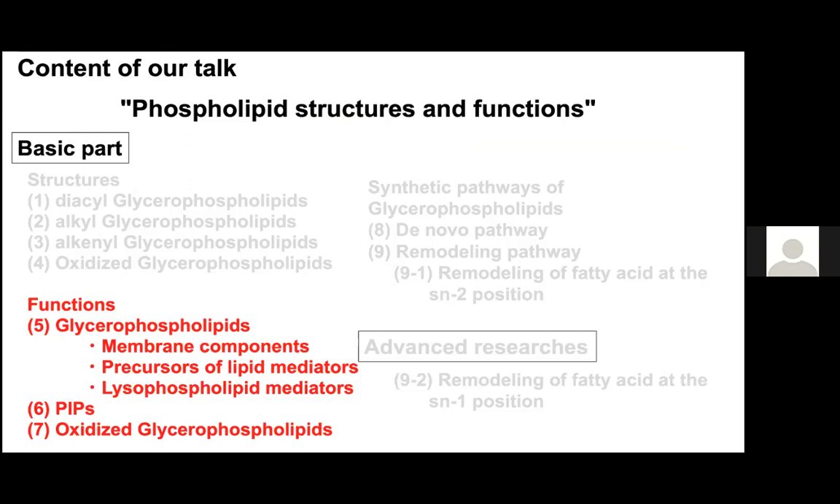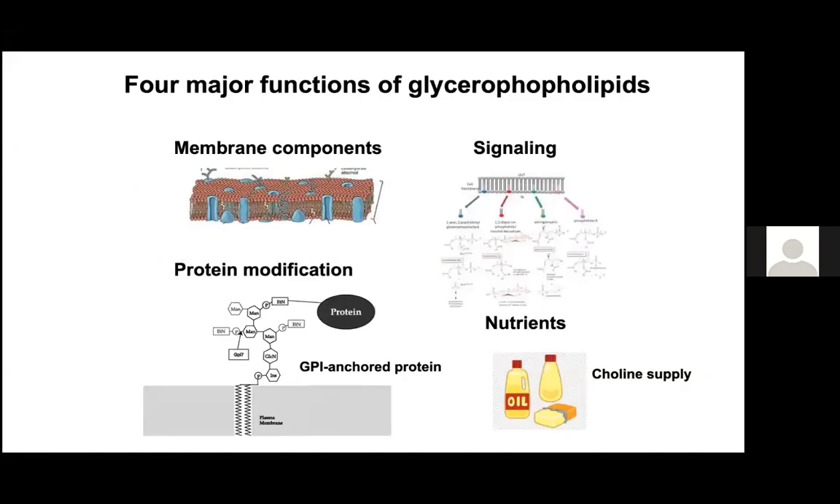So we would now like to turn to the functional aspects of glycerophospholipids. As with other lipid molecules, glycerophospholipids are thought to have four basic functions: as components of the cell membrane; as protein modifiers, as in the case of glycosylphosphatidylinositol-anchored proteins; as nutritional molecules, an example being choline supply; and glycerophospholipids can also function as cell signaling molecules and their precursors.